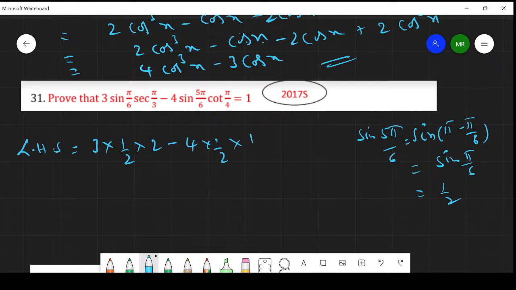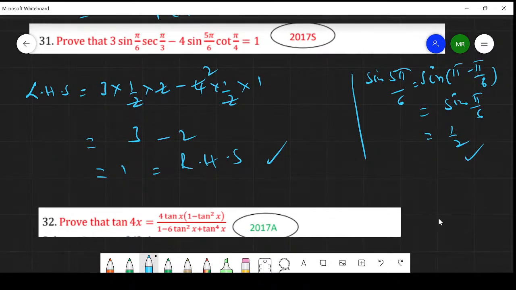Cot 45 is 1. We can simplify the 2s here. This will give 3 into 1 by 2 into 2, minus 2 into 1 by 2 into 1, that is 3 minus 2. We get the answer 1, which is the RHS. Simple. Substitute the values, find sin 5 pi by 6, write the value, then simplify. That will be enough to solve this problem.